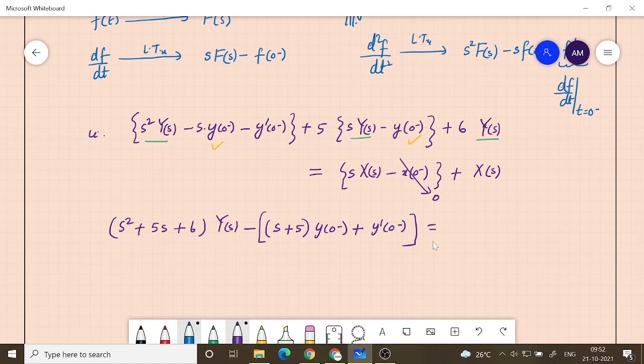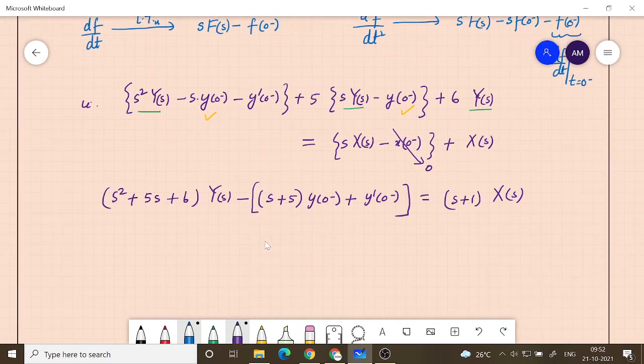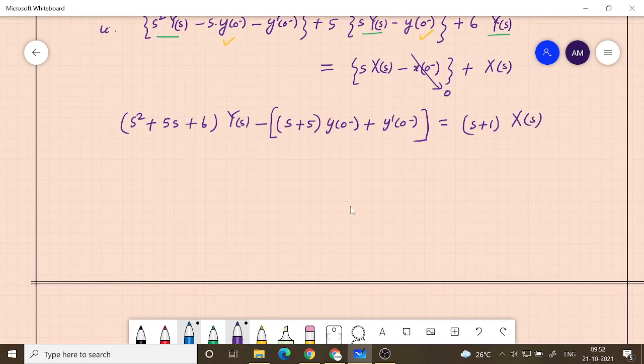Okay, so now this is equal to the right hand side, and in the right hand side I have x of s here as well as x of s here. So let me combine. So this will be s plus 1 into x of s. Okay, so we did some algebra and rearranged the terms.